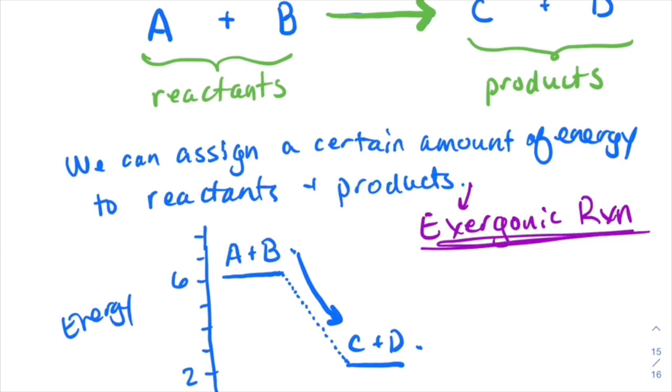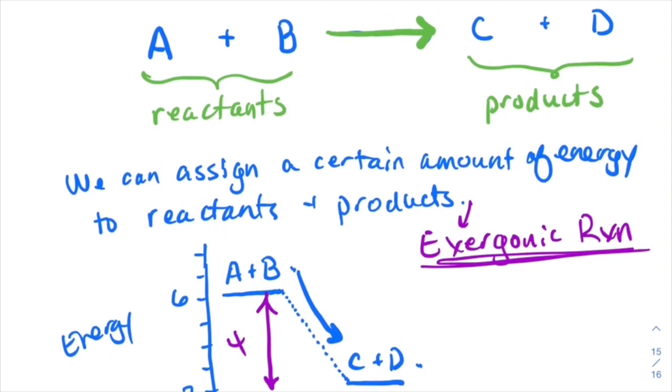Exer means to come out of, and gonic refers to energy, I guess, and then reaction, you know what the word reaction is. And here's what it is. Can you see that there is a difference between 6 and 2 here? A difference of 4 energy units right there? So where did that energy go? Well, it came out of the chemical reaction. This exergonic reaction actually releases energy, and this one in particular is releasing 4 energy units.